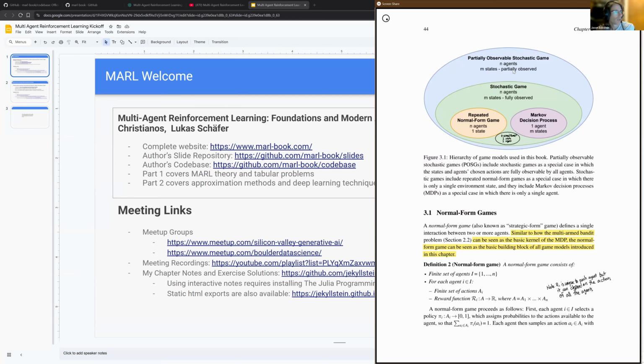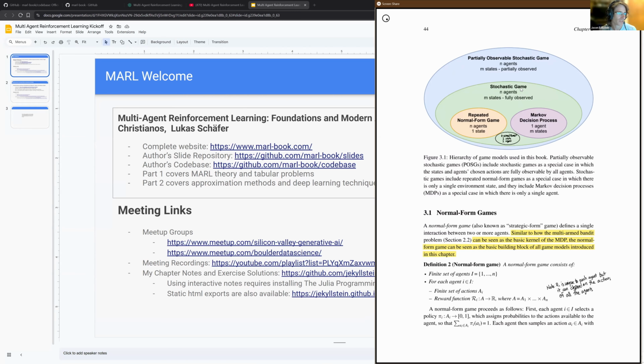Then we have, a little bit above that, the stochastic game. What makes it a stochastic game is that we turn it back into a Markov process, where now we have multiple states. The agents can see them, but as the agents interact with each other, the environment itself will change, just like we have with a Markov decision process.